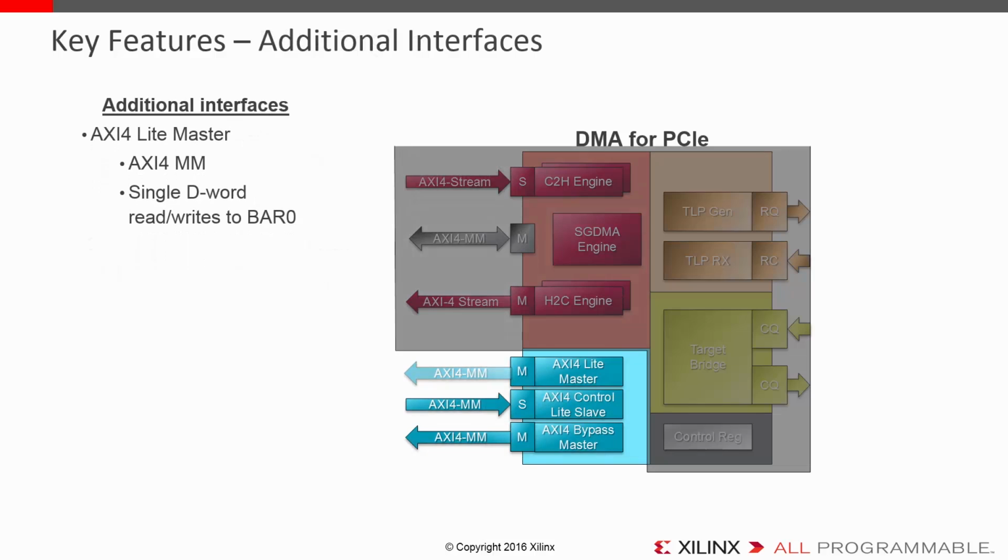Now, there are a couple of sideband interfaces that are useful for designers. The first one we're going to look at is called the AXI4-Lite Master interface. What this does is it allows single D-word PCIe reads and writes to be sent over the PCIe link, and they will get translated into an AXI memory map. These are any transactions that hit BAR 0. We also have a Control Lite Slave interface. So again, this is an AXI4 memory map interface. It's a lite interface, so it supports single D-word reads and writes to look at control and status registers.